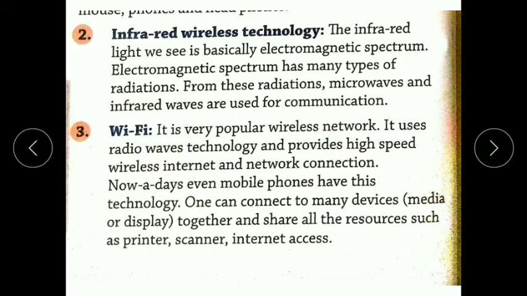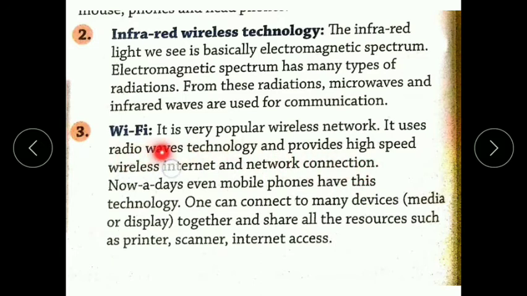And here we use the radiations, microwaves and the infrared waves for communication purposes. Then move to the next, that is the Wi-Fi technology. That Wi-Fi technology, we are very much aware about this. This is a very popular wireless network. It uses radio wave technology and provides high speed wireless internet and network communication.